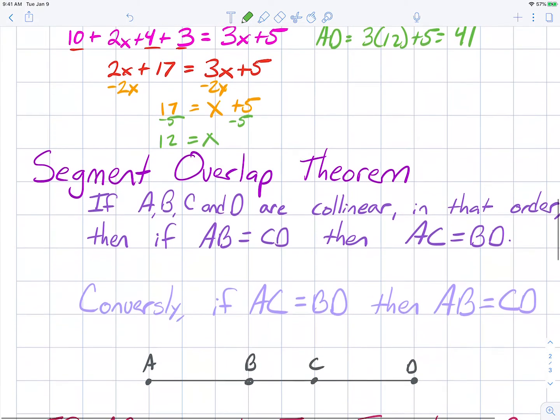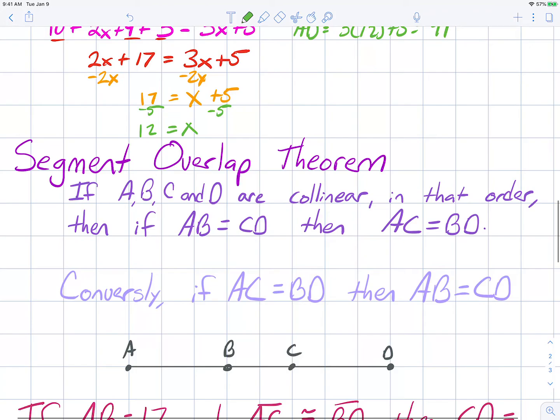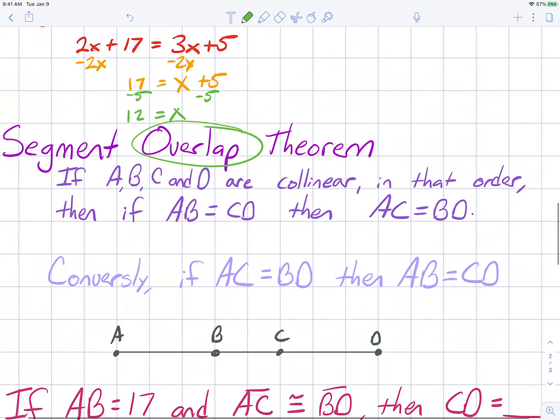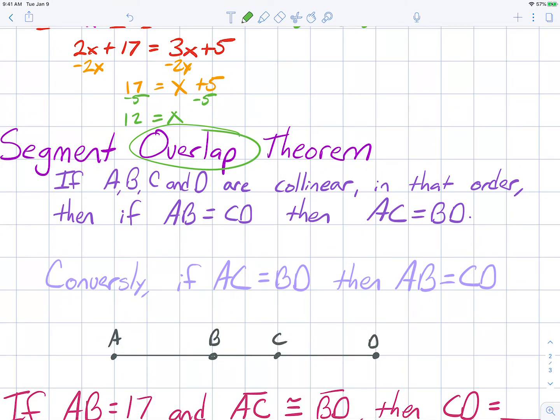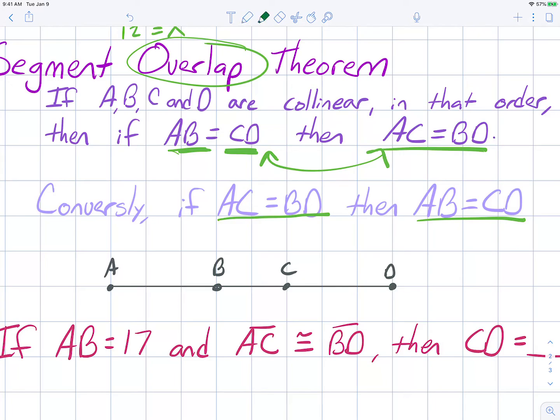Now, one more segment addition that we can use is actually the segment overlap theorem. So the idea is there's going to be some overlap between them. So if A, B, C, and D are collinear and in that particular order, then if AB equals CD, then AC equals BD. Conversely, if you flip those two around, if AC equals BD, then AB equals CD. Okay, what the heck does that mean?